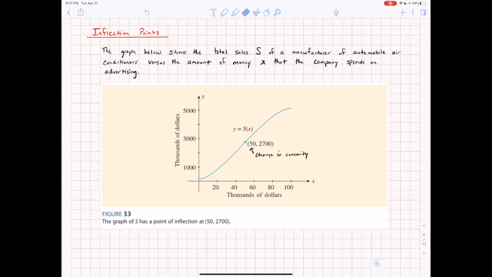All right, and so this point of inflection is really important, because what it's describing is a change in concavity. And so this would be one application where I would want to find that inflection point, because it gives me an optimal place to sell or optimal numbers here. And we'll go through and try to find that in a minute.